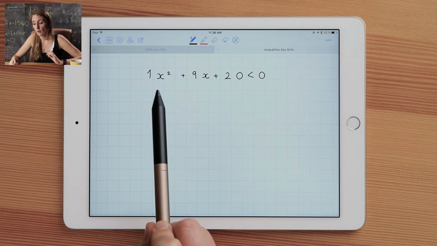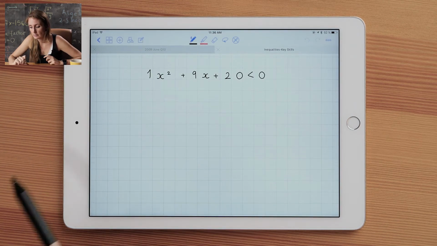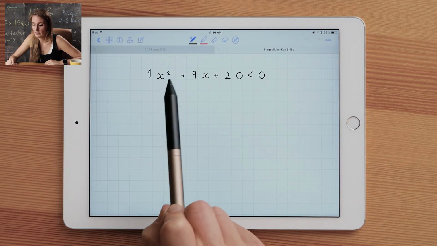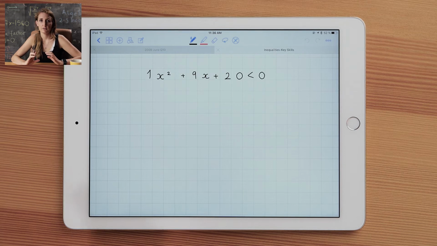So a quadratic equation is an equation that has a squared. So a quadratic inequality is an inequality that has an x squared. You're going to need to be really familiar with how to factorize.